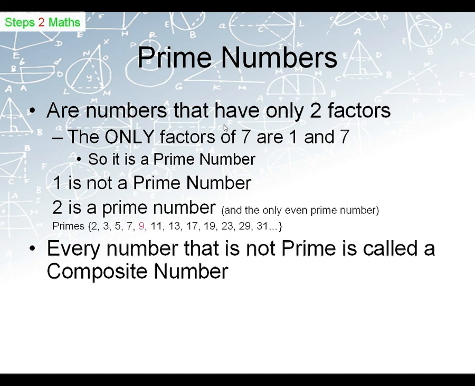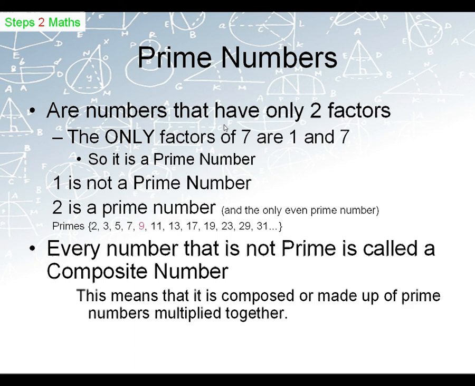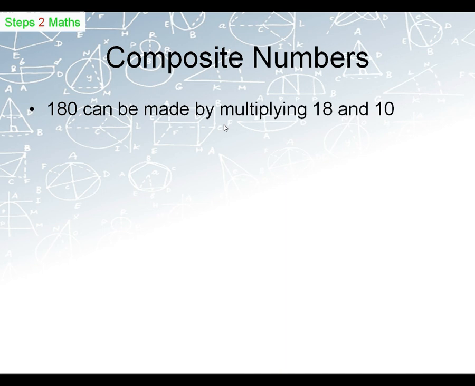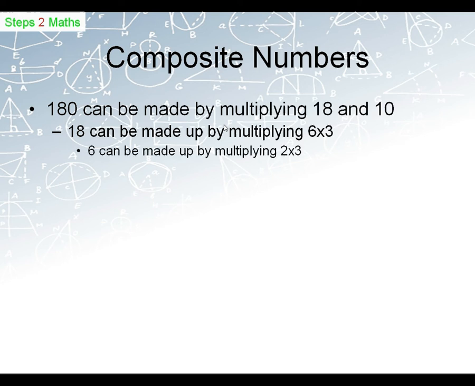So why is it called a composite number? It means that the number is composed or made up of prime numbers which are multiplied together. So let's have a look at an example of a composite number. So 180 can be made by multiplying 18 and 10 together, which isn't prime. But 18 itself can be made up by multiplying 6 by 3. And 6 can be made up of multiplying 2 by 3. So we know that 2 is prime and 3 is prime.